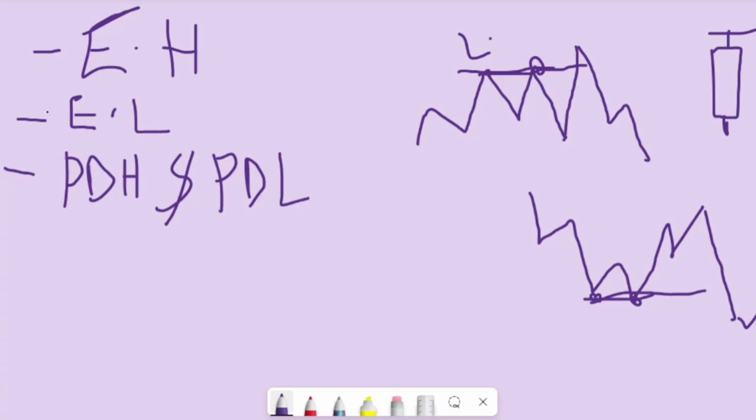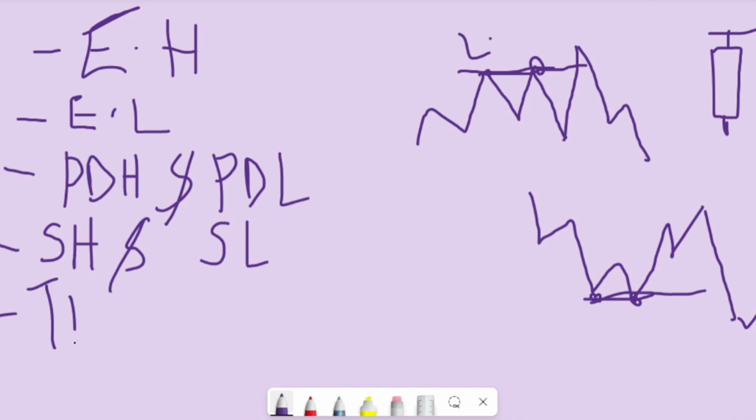Then you have session highs and session lows. I'm going to show you this on a chart, especially the Asian high, London high, London low, and Asian low. Then you have trendline liquidity, and then we have support and resistance liquidity. So now let's go on a chart and I'll show you some of this liquidity.